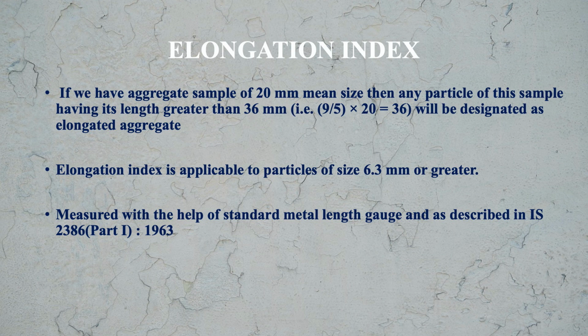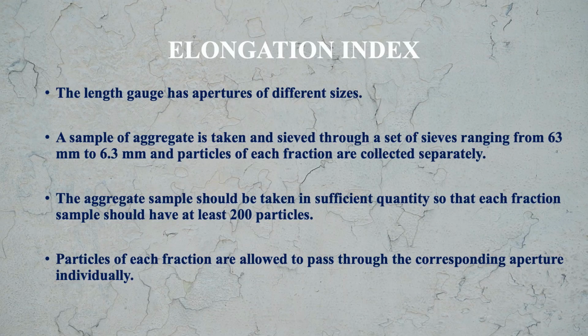The elongation index is applicable to particles of size 6.3 mm or greater. It is measured with the help of a standard metal length gauge, and it is described in BIS code IS 2386 part 1 1963. The length gauge has apertures of different sizes. A sample of aggregate is taken and sieved through a set of sieves ranging from 63 mm to 6.3 mm, and particles of each fraction are collected separately, as we did in the flakiness index case.